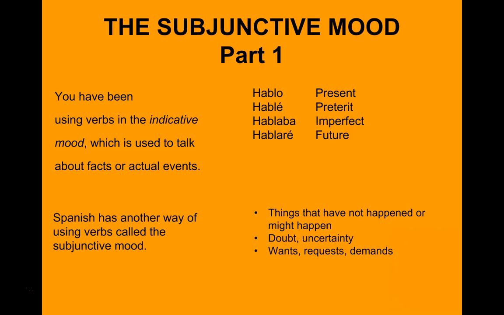There's another way of speaking in Spanish, and that is the subjunctive mood. The subjunctive mood expresses things that haven't happened, that might happen. It expresses doubt or uncertainty, and it expresses wants or requests or demands.